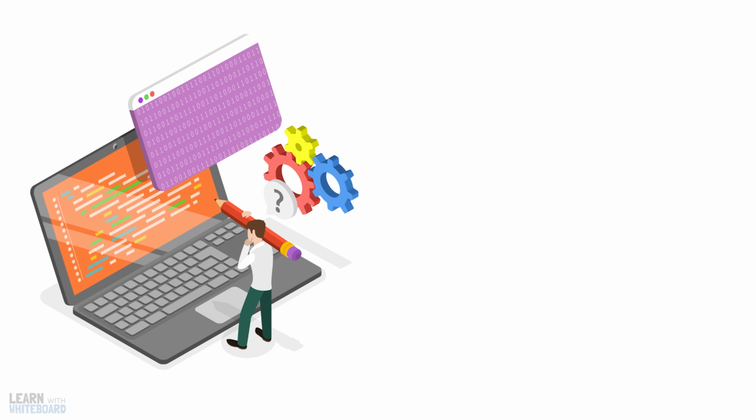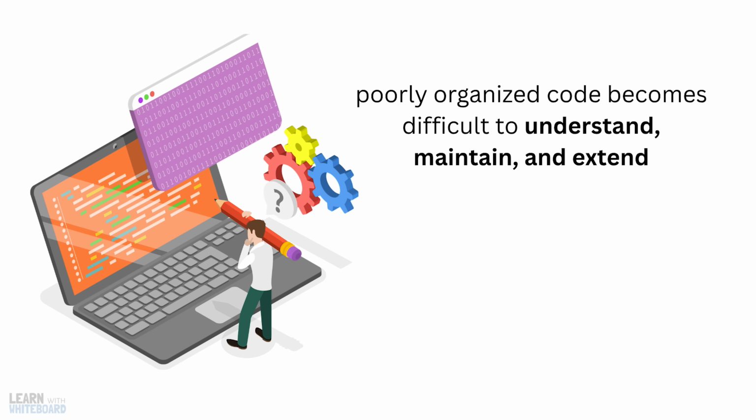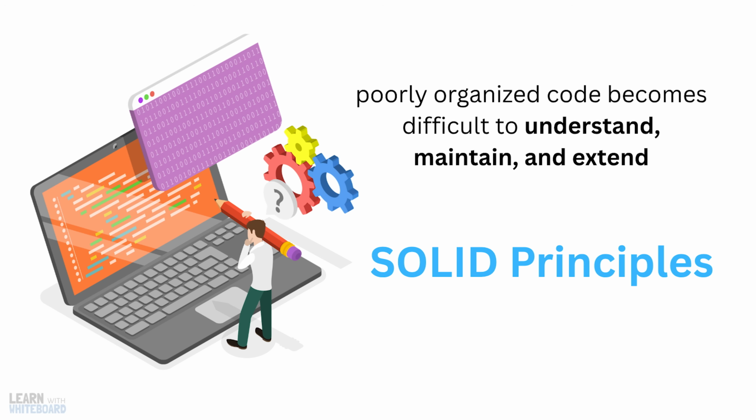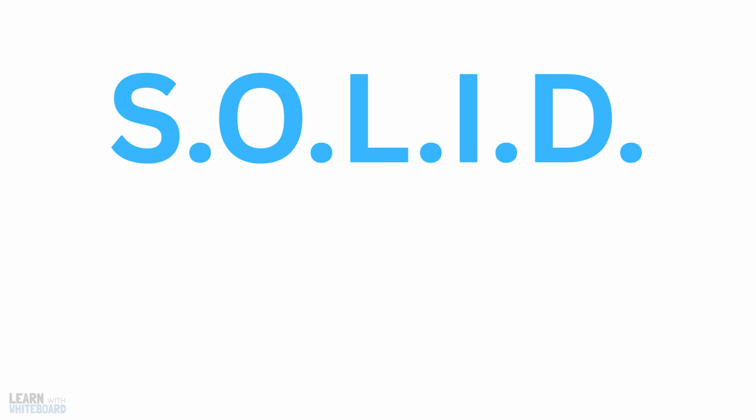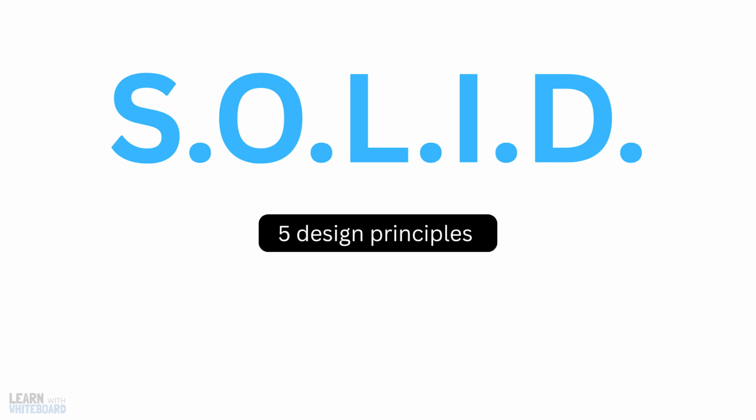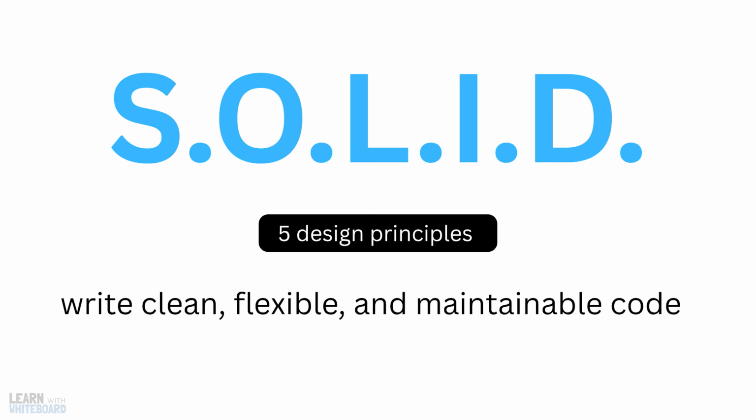As applications grow larger, poorly organized code becomes difficult to understand, maintain, and extend. This is where the SOLID principles come in. SOLID is a collection of 5 design principles aimed at helping developers write clean, flexible, and maintainable code. Let's understand each one with a simple, real-life example.